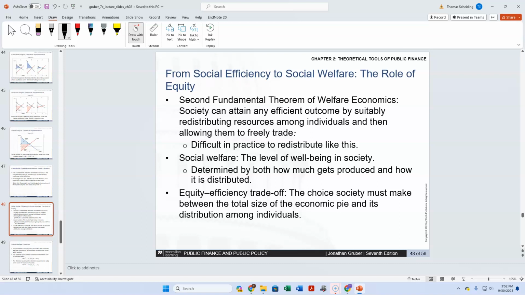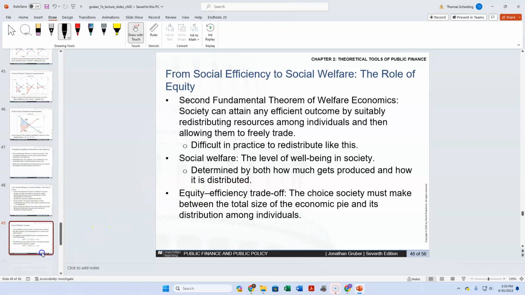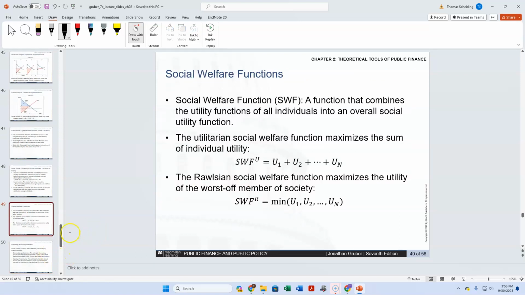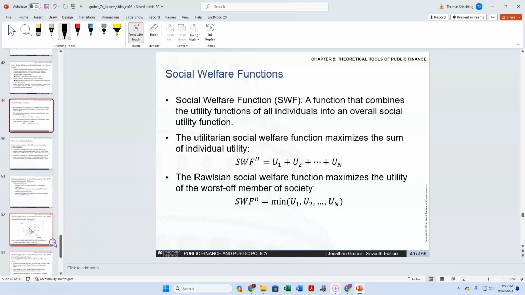In any case, what we're always trying to do here is balance our loss in efficiency with having more equity. And it's a difficult and controversial trade-off at best, trying to balance these two things. So all that really means for us here is that if we look at the social welfare function, what we're doing is adding up all the individuals.